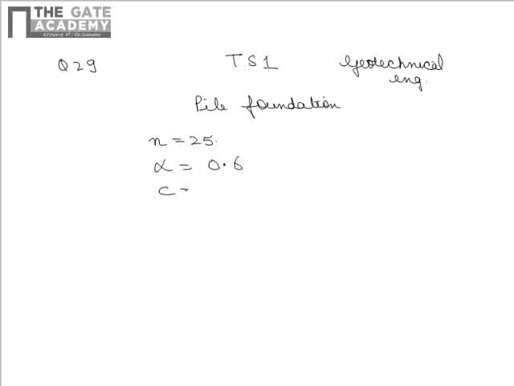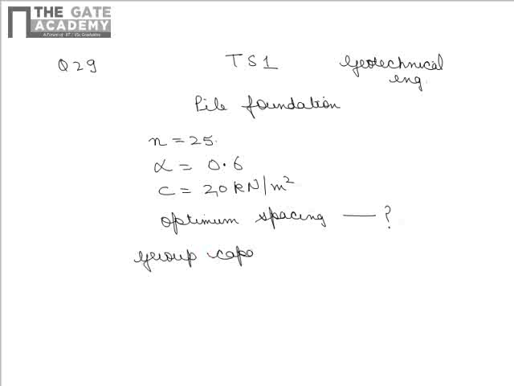The value of cohesion is given as 20 kilonewton per meter square, and it is asked in the question what is the optimum spacing for such a pile group. Now for optimum spacing between two piles, the group capacity must be equal to the individual pile capacity.